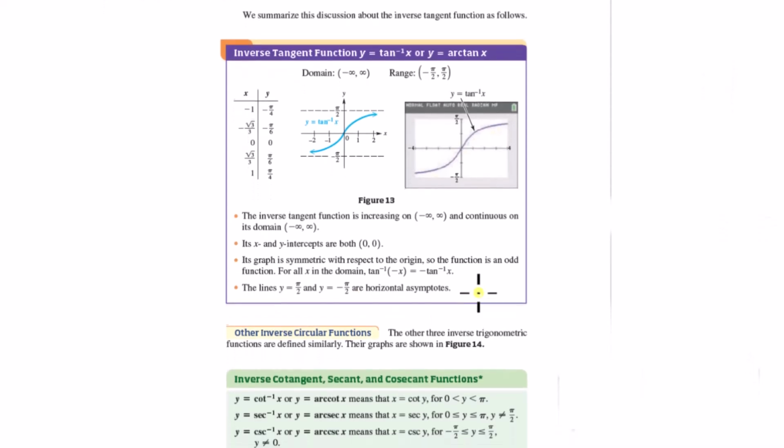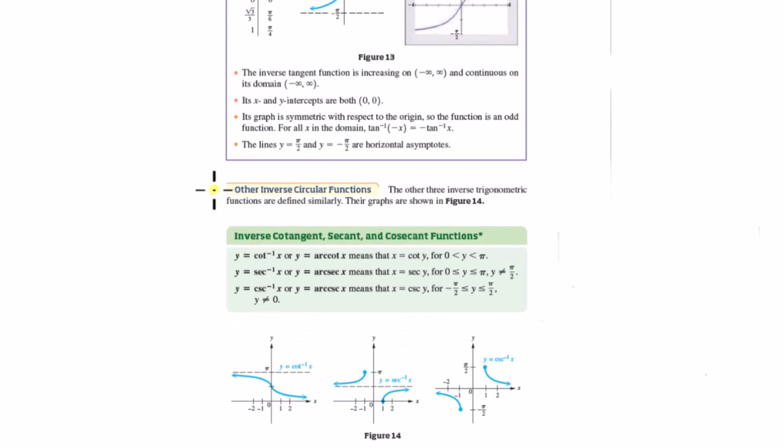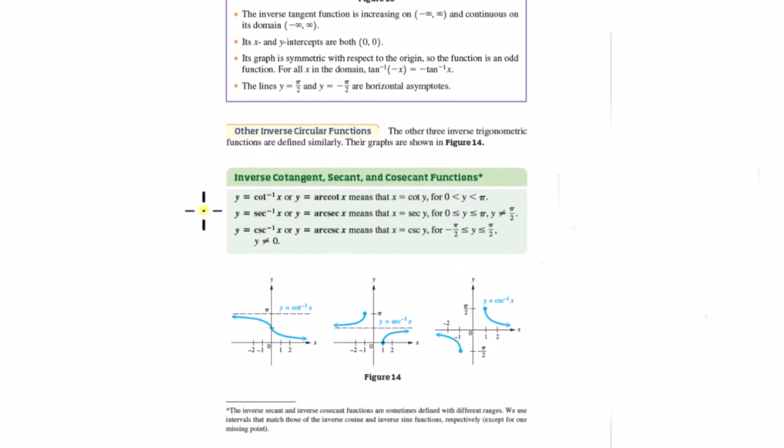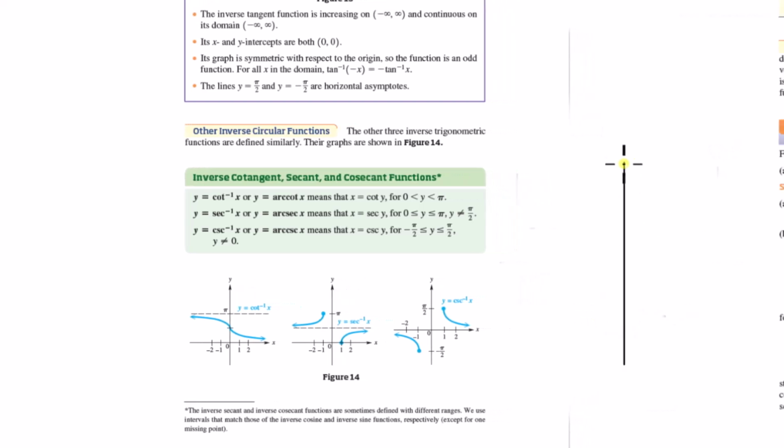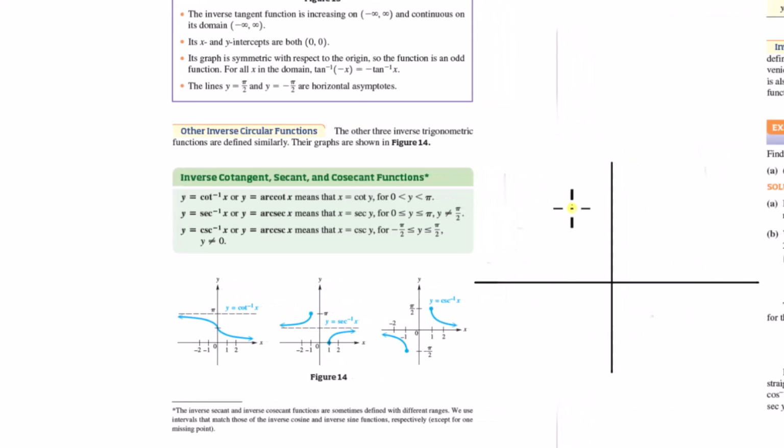Now, the inverse trig functions of secant, cosecant, and cotangent, they don't go into the details here, but it's the same. You can derive those with the same process. So let's think about secant, we know that secant goes like this.